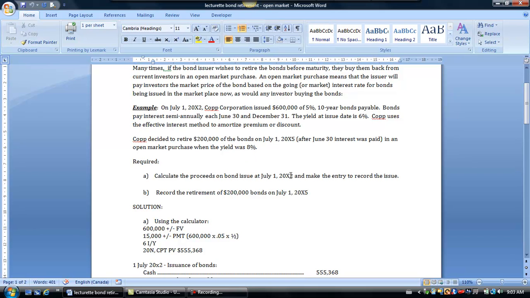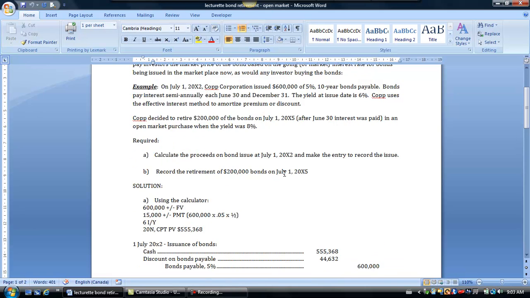So what they want us to do first is just to calculate at the issue date what the proceeds on the bond issue would have been. So we're not at the retirement yet. So we can use our calculator to do that.